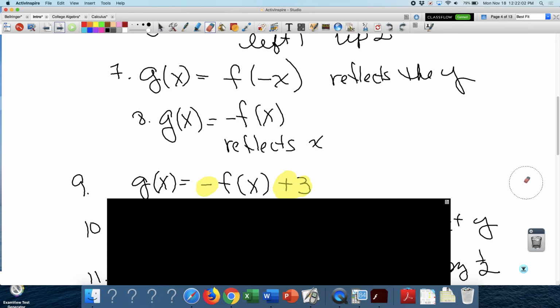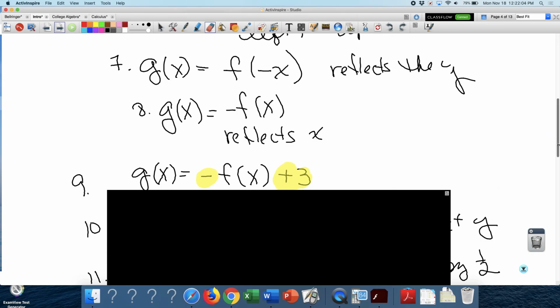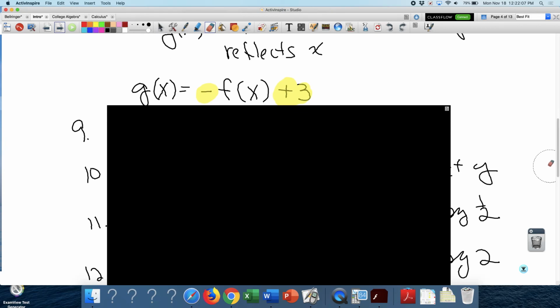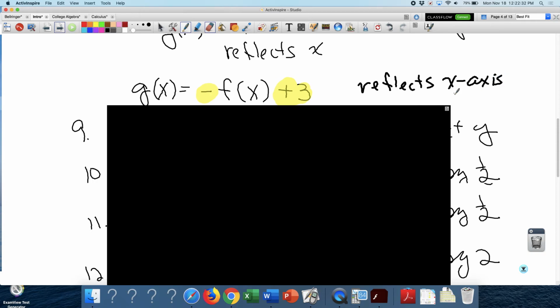So we have two changes here. We have a negative out front and then a positive 3. Are either one of those inside the brackets? So it's your A, because that's first, and your D, because that's last. So a negative A tells you what? Reflects the X. Then what does the plus 3 tell you? Up 3.